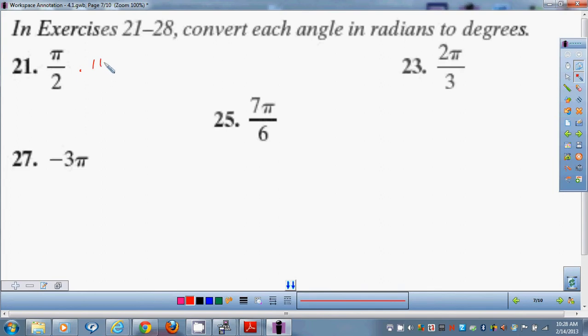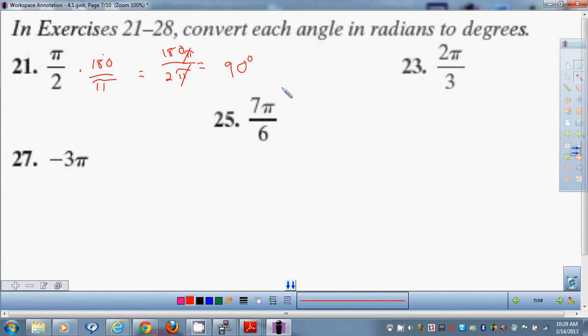Basically, whichever one you start with is going to be the one you're dividing by. If you start with degrees, you're dividing by 180. If you start with radians, you're dividing by pi. So, that's going to be 180 pi over 2 pi. What is that? Oh, pi. The pi's are going to cancel. 180 over 2, 90 degrees. Pi over 2 is the same as 90 degrees.